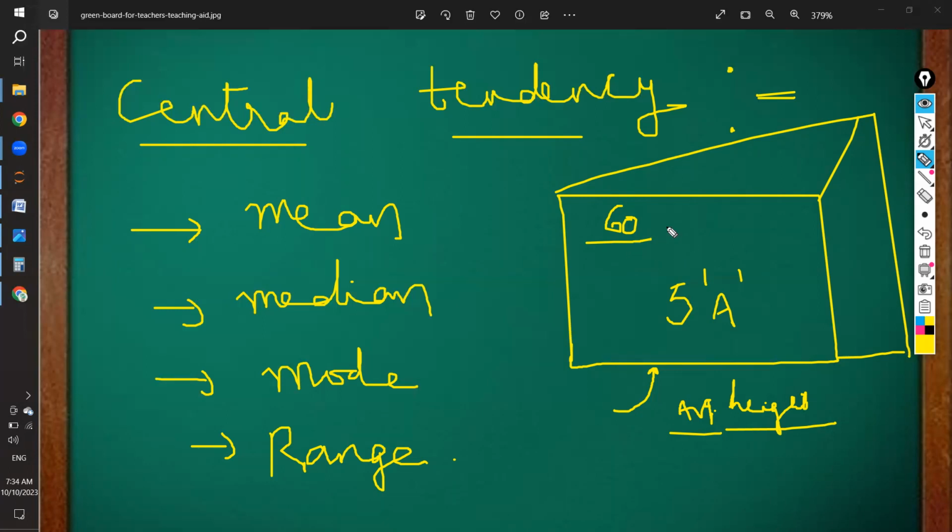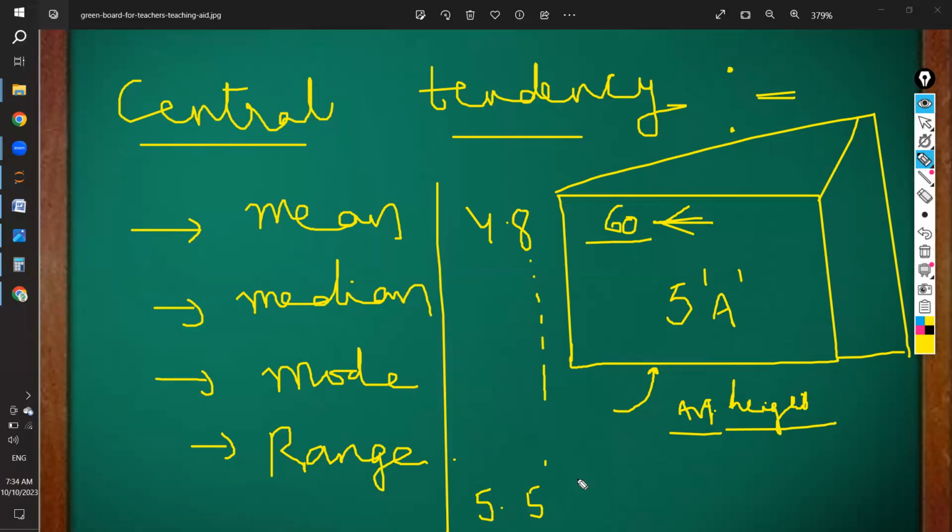When I say 60 numbers, 60 people will have 60 heights. You cannot use all those 60. Then what should I do? Let's say the height is starting at 4.8 and slowly increasing. Let's say the maximum height in the school is 5.5. For 60 people, every height falls in this range, from minimum to maximum. Now this guy cannot tell all 60 heights. So what will he do?